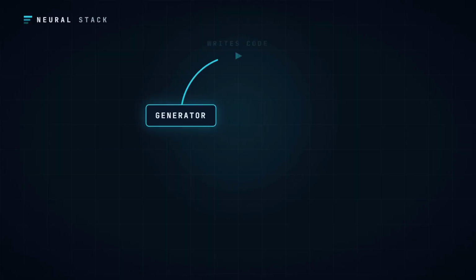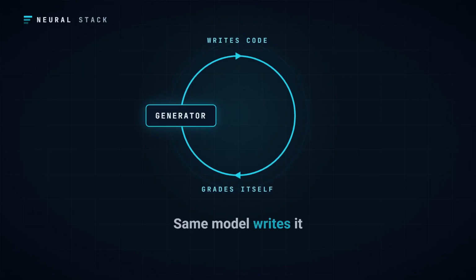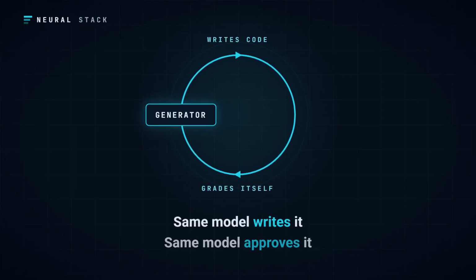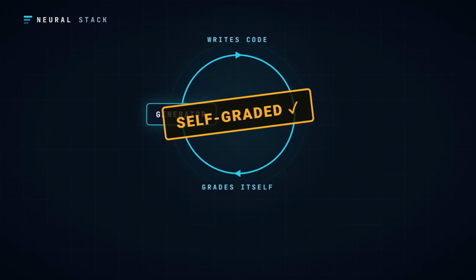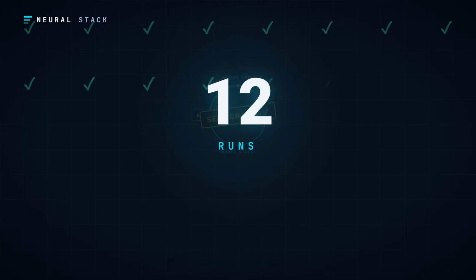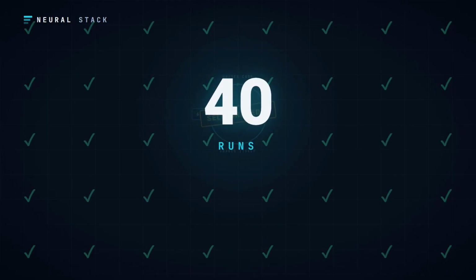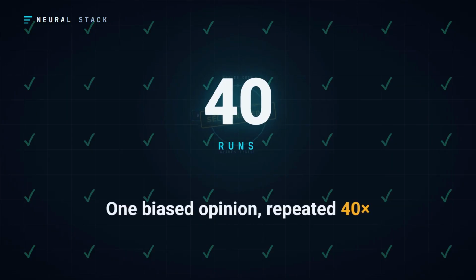Look at the shape of the trap. The generator produces output. Then the same generator turns around and evaluates that output. Of course, it says it passed. It's grading its own homework. 40 iterations later, you don't have 40 checks. You've got one biased opinion, repeated 40 times, wearing a green check mark.